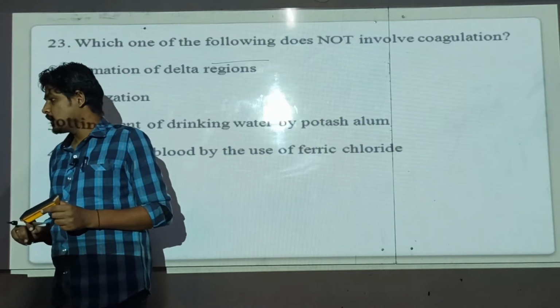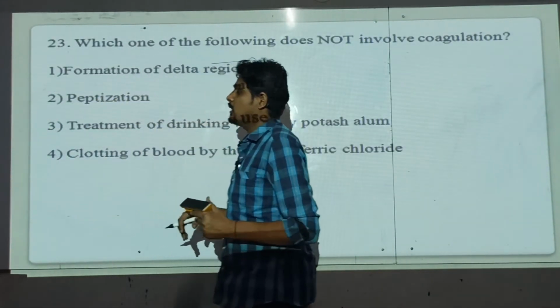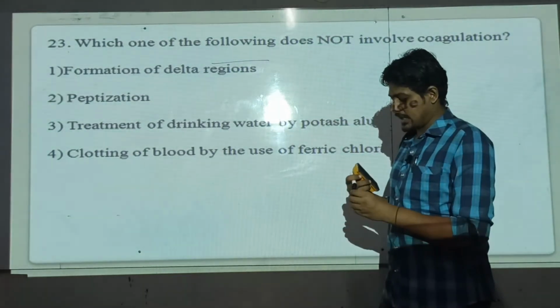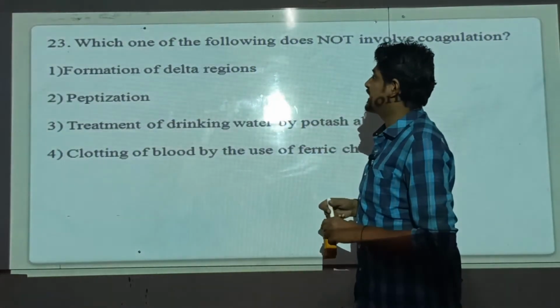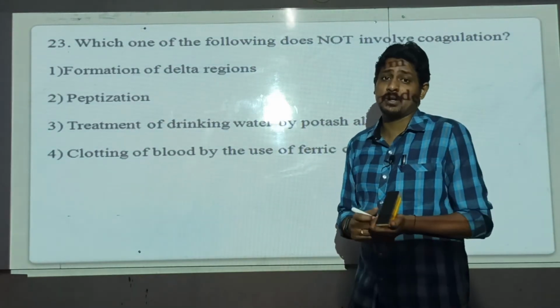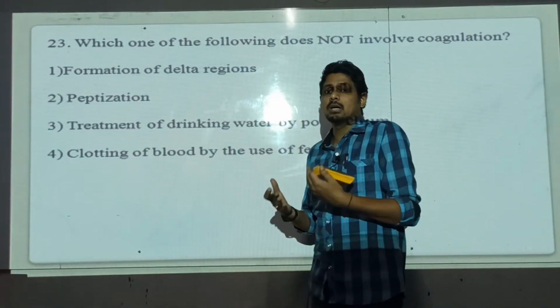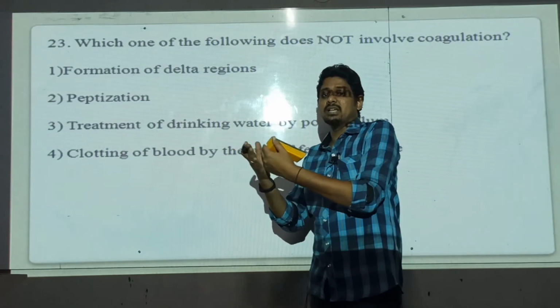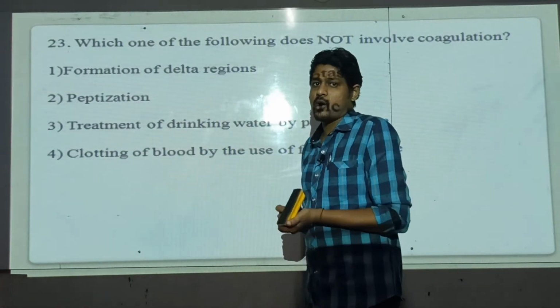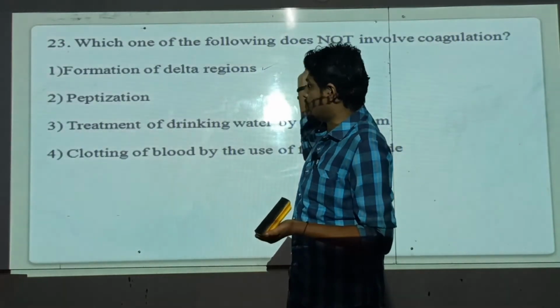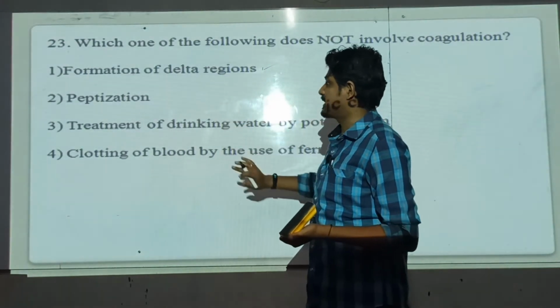Then next, which one of the following does not involve a coagulation or precipitation? Okay, formation of delta region, yes, just now I explained to you, where the river meets the sea is called the delta region. So in the delta region, again coagulation will happen. So this is not the answer. Okay, but for the others also, let's see the reasoning.